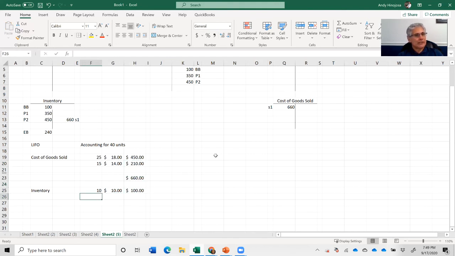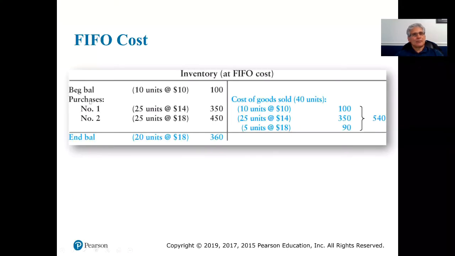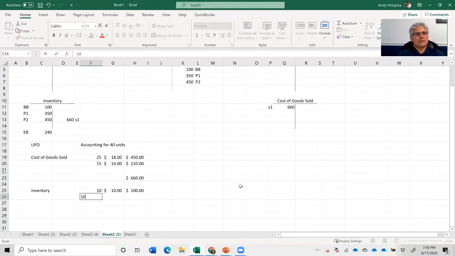We're accounting for 20 units that still remain, so that means another 10 are still unaccounted for. Well, that can come from P1. P1 is purchase number one. There are still 10 units there, and that was at 14. So we'll go 10 units there at 14.